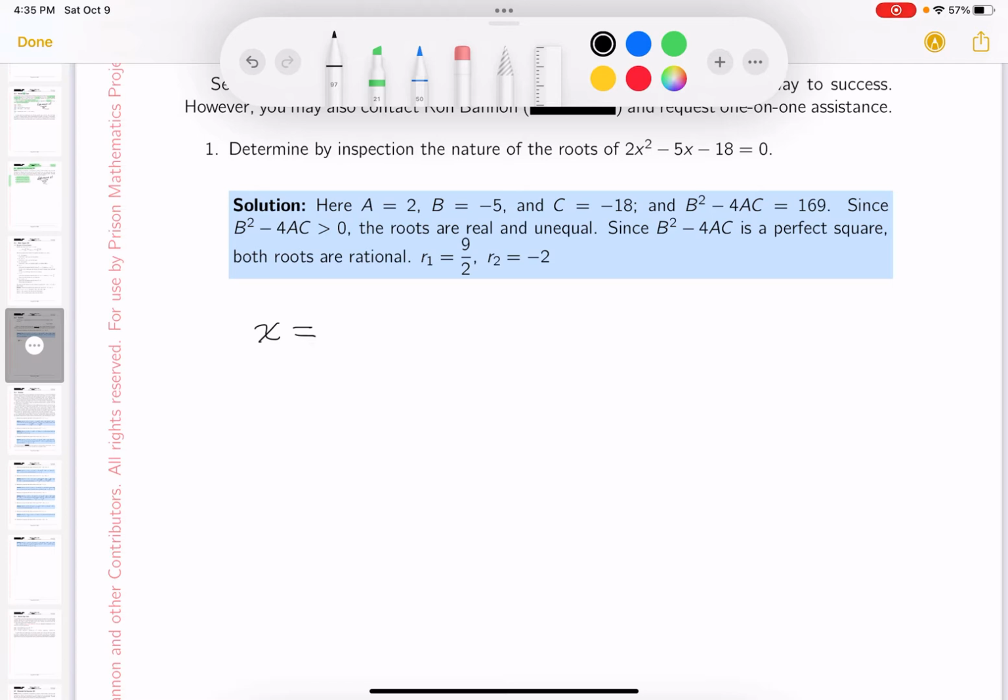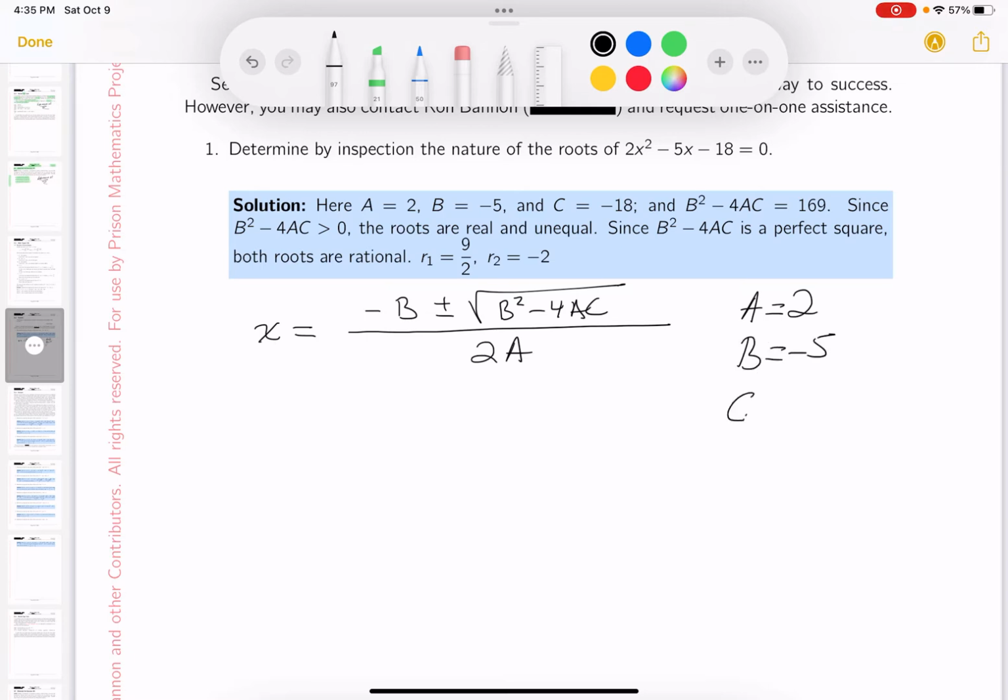The roots of this quadratic equation, let me write this down for you, would be minus b, I'll talk about the b's later, plus or minus the root of b squared minus 4ac, over twice a. What I notice about the a, b, and c: the a is going to be 2, the b is going to be minus 5, and the c is going to be minus 18. They're all integer numbers. They're super easy. What I'm worried about, though, is that root.